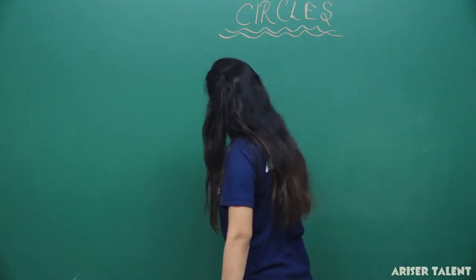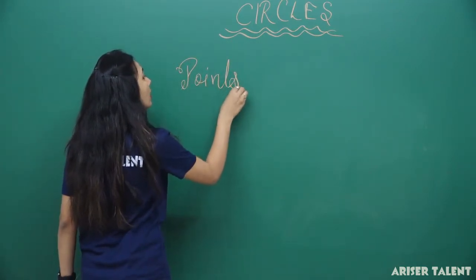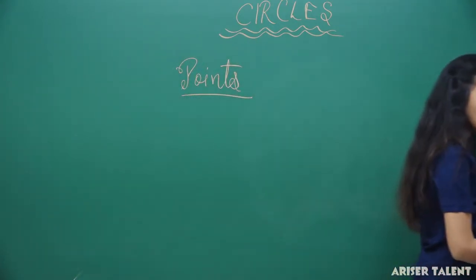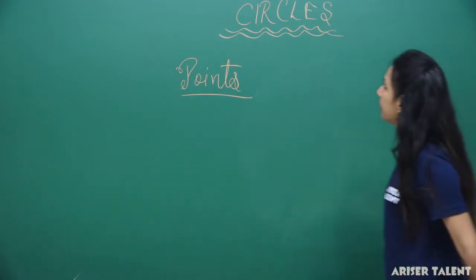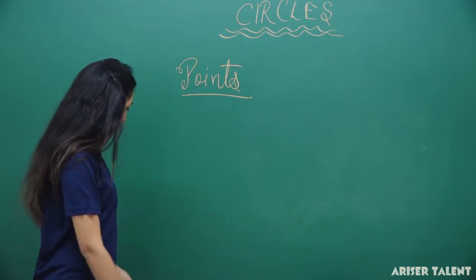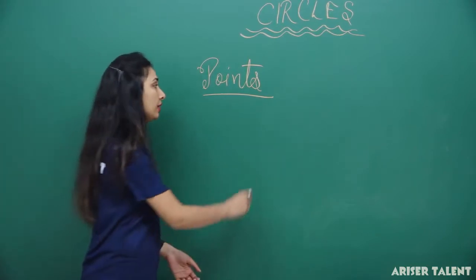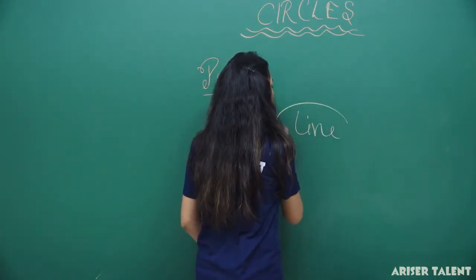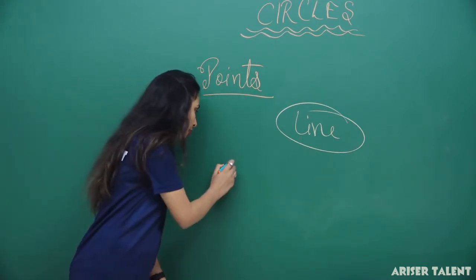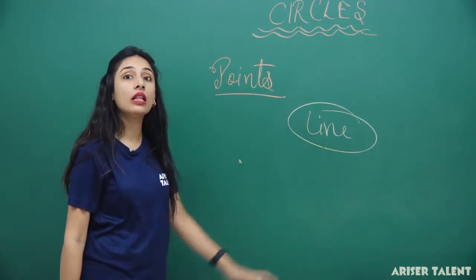In our last session, we were talking about points. From circle to point, where did it come from? We'll talk about it. Are you able to remember this line? You have studied this line, and I am talking about a point, students. I am talking about the basics, the line.